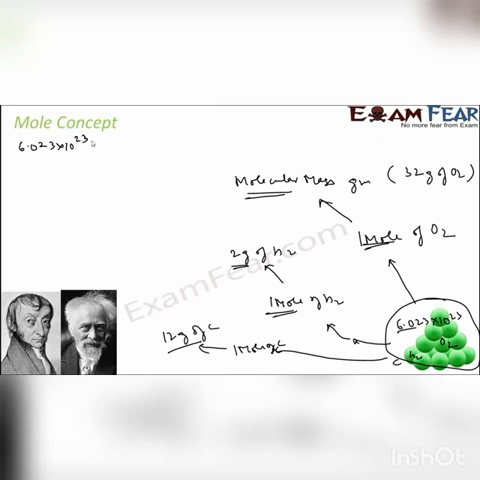6.023 into 10 to the power 23. Let's talk about molecules now, because most of them exist as molecules. It is nothing but 1 mole of molecules, and it's nothing but the molecular mass of it. The same formula is true for atoms. 6.023 into 10 to the power 23 atoms is nothing but 1 mole of atoms, is nothing but 1 molecular mass of atoms.